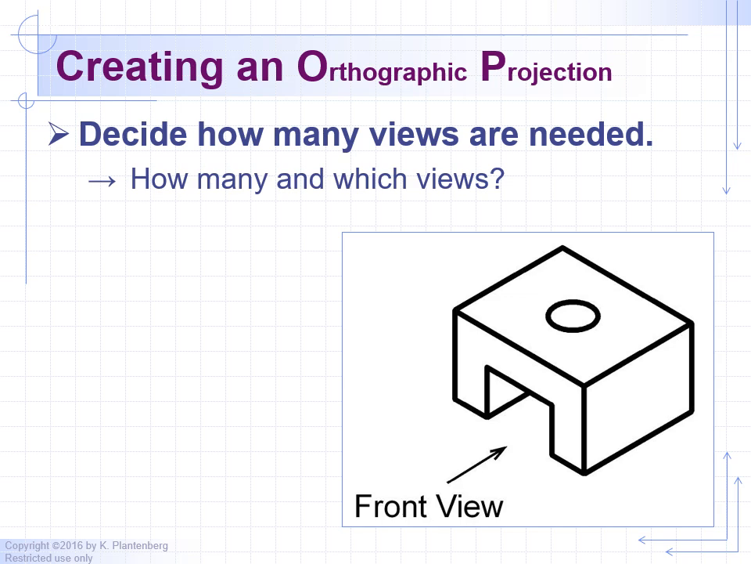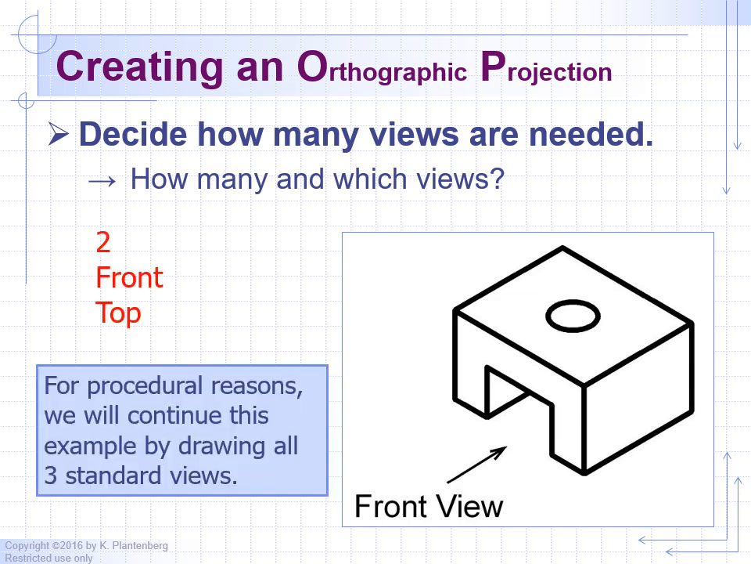Next question we want to ask is how many views do we really need to describe this part? So we have our front view, and then the question is, are we going to have a top view and a right side view or just a top view? Well, clearly we need this top view. There's a hole here. But do we really need this right side view? Right side view here isn't going to show us a whole heck of a lot, just a flat view. It's going to be a bunch of hidden lines. So in my opinion, we could get away with only two views, in this case a front view and a top view.